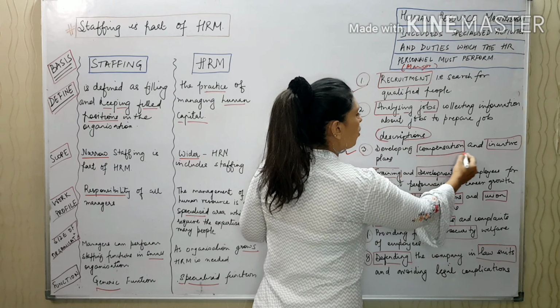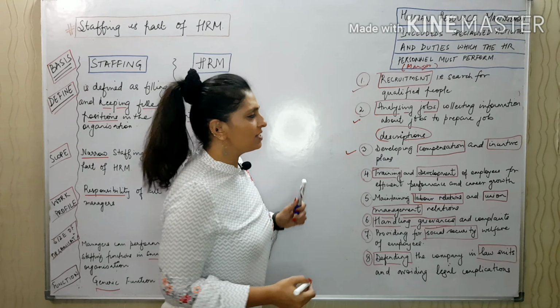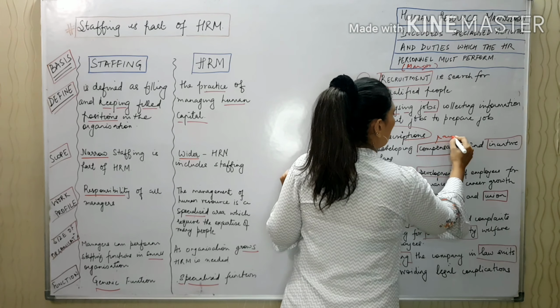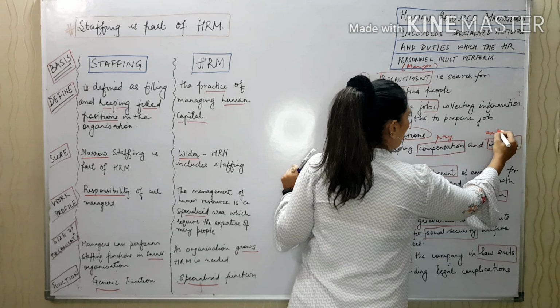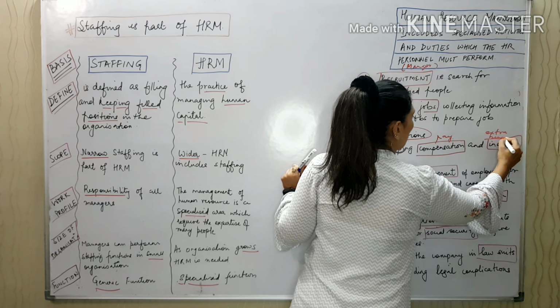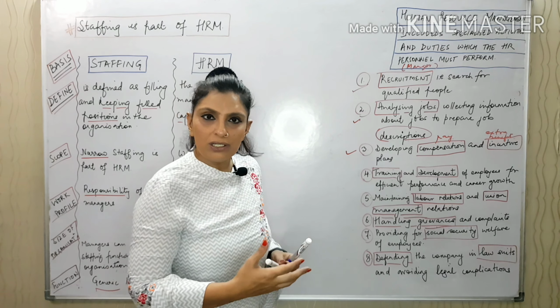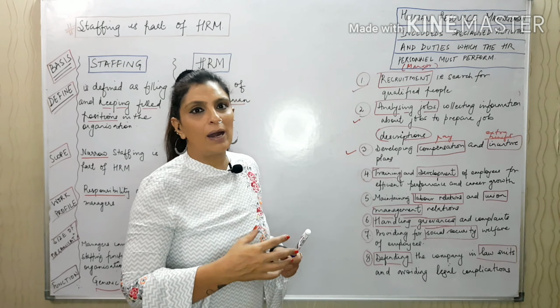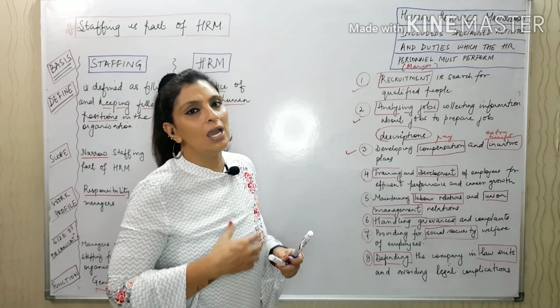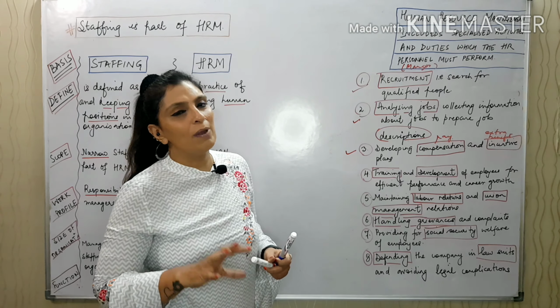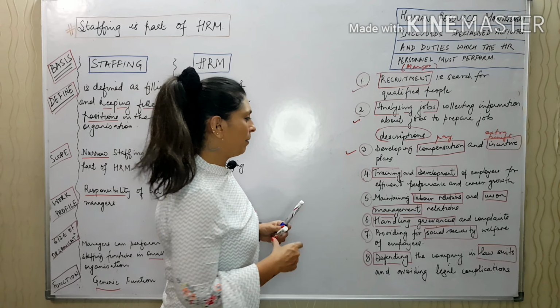Alright, developing compensation and incentive plans. Compensation is nothing else but our pay or salary, and incentive is what you get as an extra benefit. All reports go to the manager and the departmental head, and the departmental head sends the same thing to the HR people. So ultimately payment comes from the HR department.